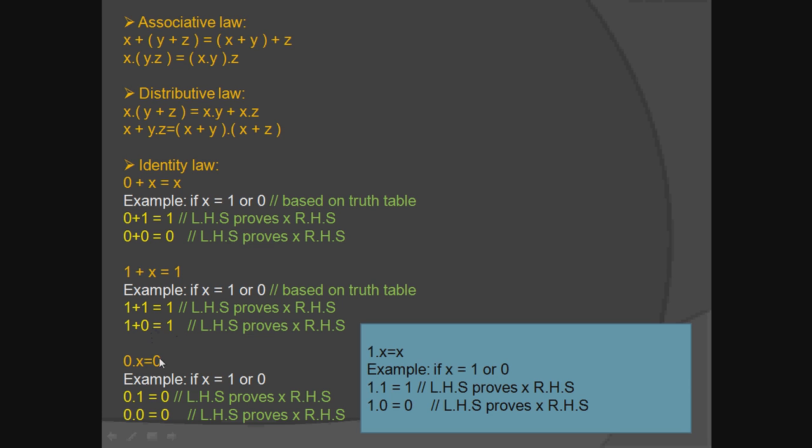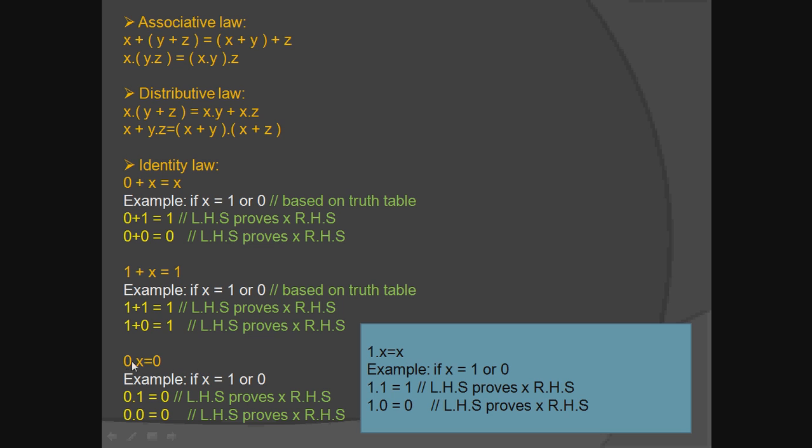Okay, so using the logical AND operator, we multiply now. 0 and x equals 0, right? So if x equals 1, 0 and 1 equals 0. Anything multiplied by 0 is 0, right? So here we see that 0 and 1 equals 0, which proves that LHS equals RHS. Again, if we give x as 0, then 0 and 0 equals 0, which again proves that LHS equals RHS.